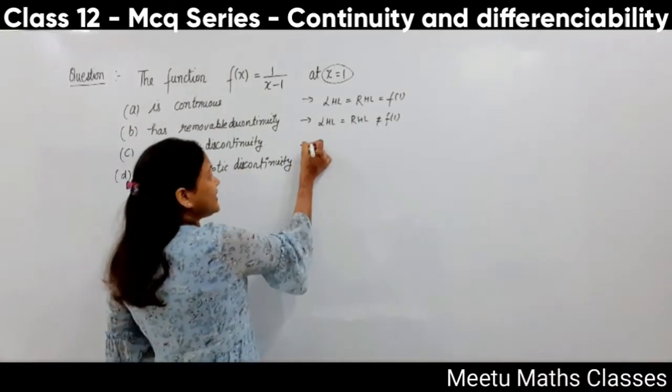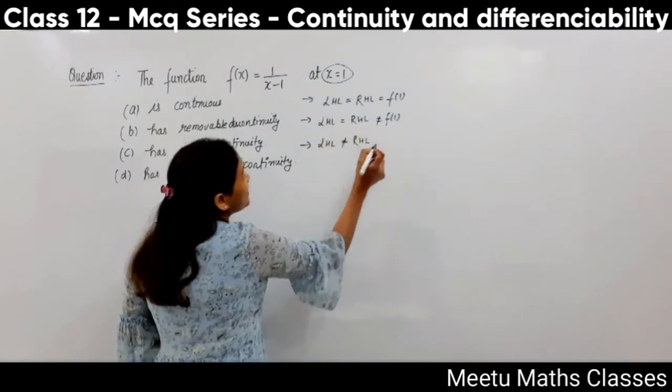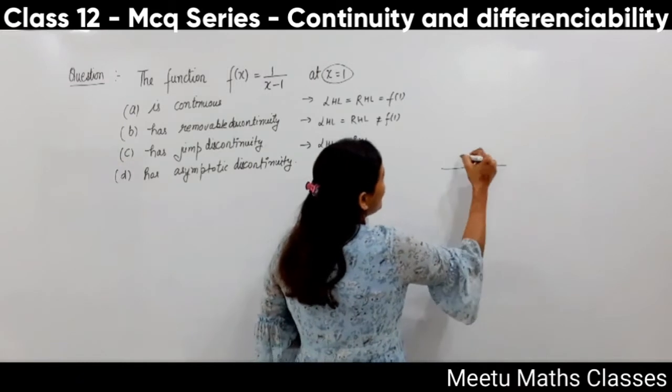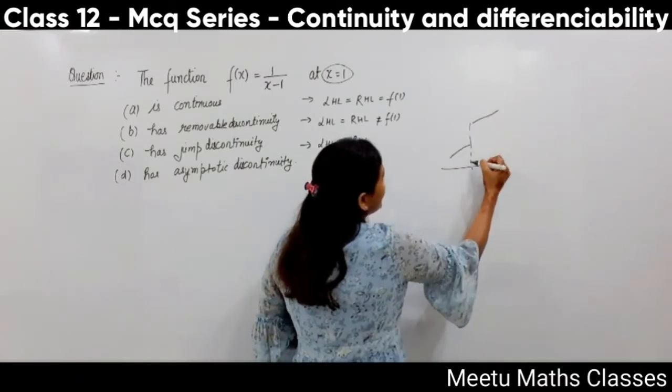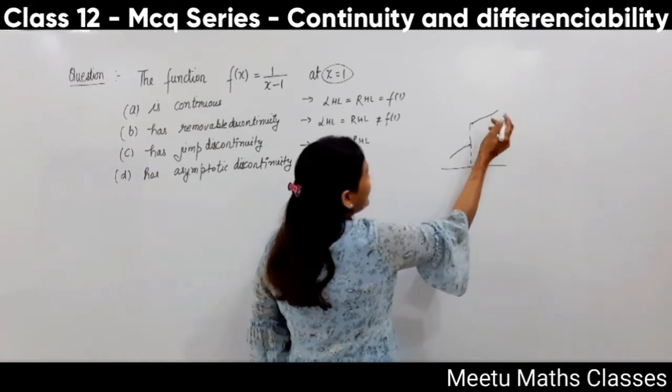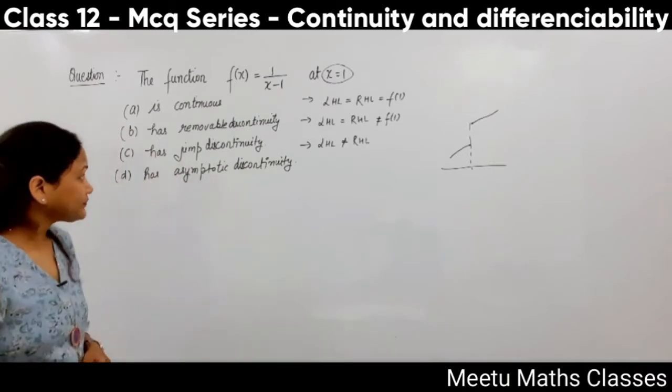Now what do you mean by jump discontinuity? जंप डिसकंटिन्यूटी कब आती है? जब लेफ्ट हैंड लिमिट और राइट हैंड लिमिट अनइक्वल होती है. देन देयर विल बी अ जंप इन योर फंक्शन. सो एट दिस पॉइंट देयर इज अ जंप. लेफ्ट हैंड लिमिट ये है, राइट हैंड लिमिट ये है, सो इट इज कॉल्ड अ जंप डिसकंटिन्यूटी.